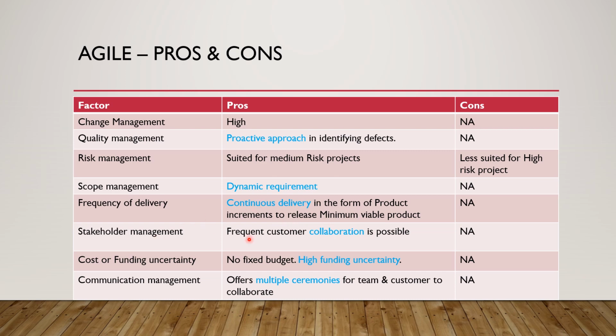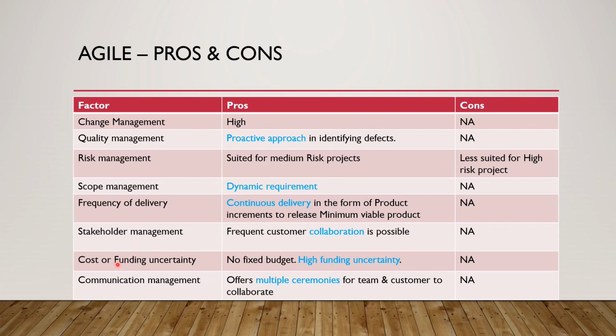Next is stakeholder management. Since there are many uncertainties in the project, it is important to have a regular cadence of communication with the users, and frequent customer collaboration helps us build a product which is as per their expectation. And Agile provides this in terms of frequent collaboration with the customer being possible due to various ceremonies that are offered.